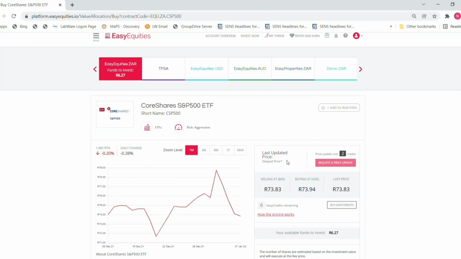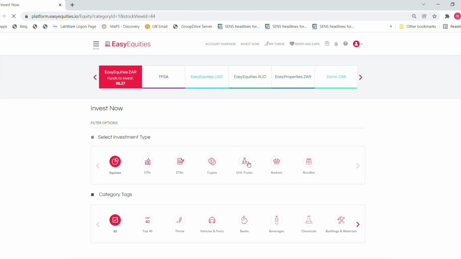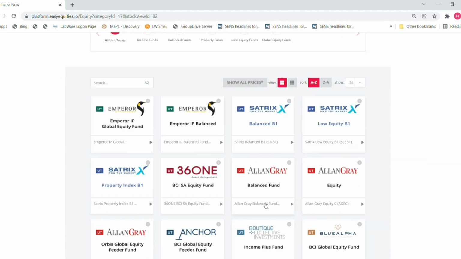But what about unit trusts? So I'm going to go back. Let me click on unit trusts. And what you see here are unit trusts. Let me click any unit trust. Most people are familiar with Allan Gray.